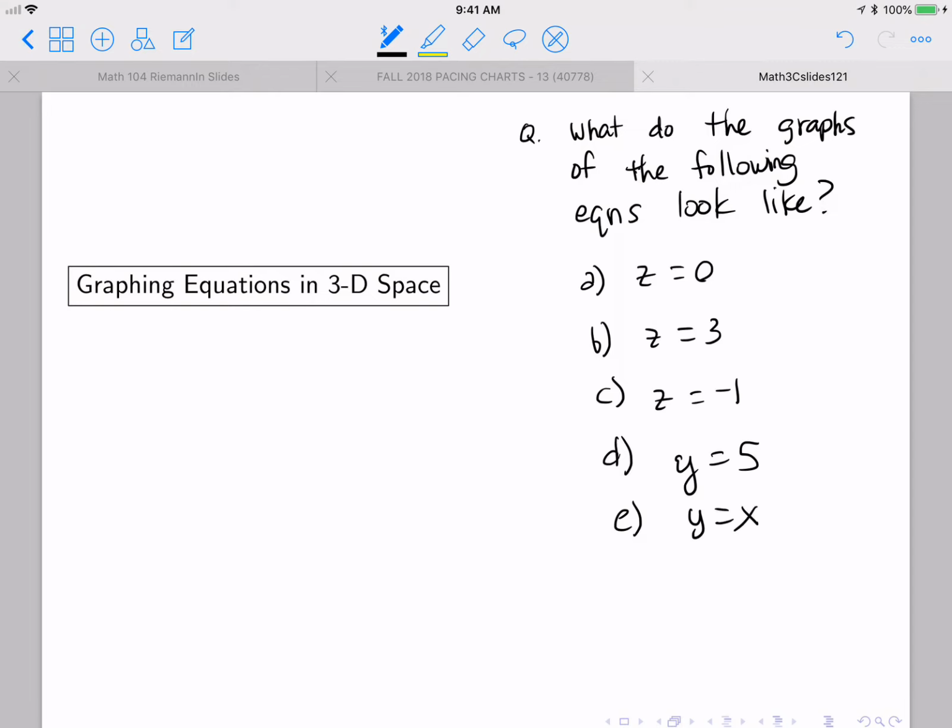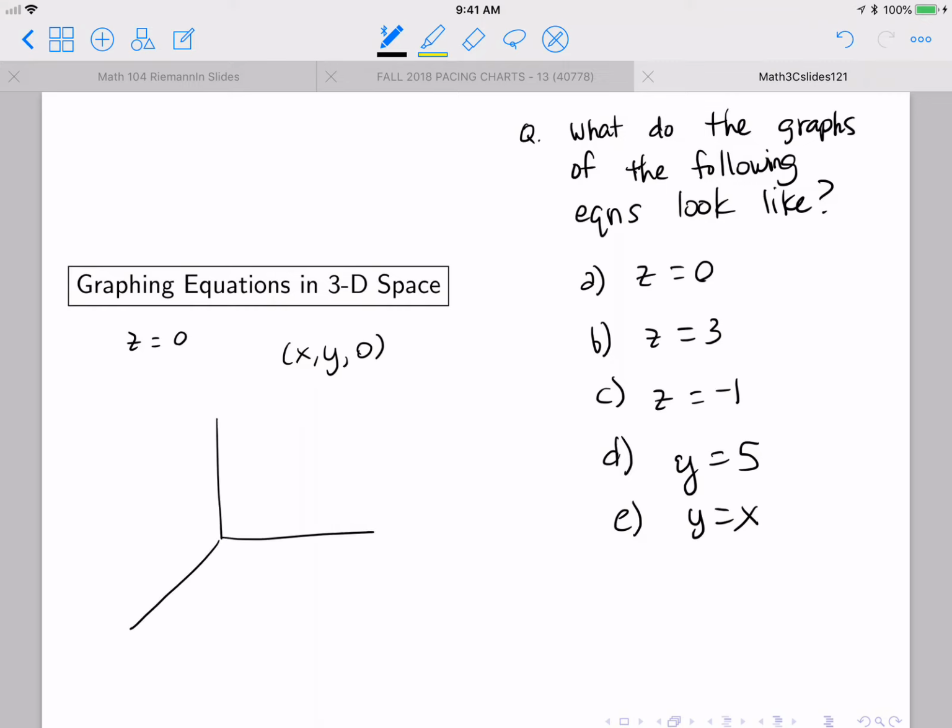Okay. So now for z equals 0, that means we want all points x, y, z, where z, the z value, should be equal to 0.